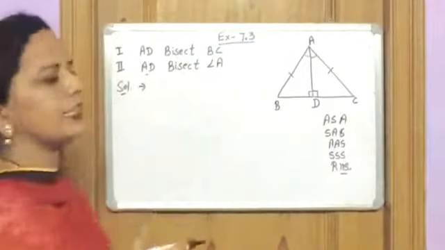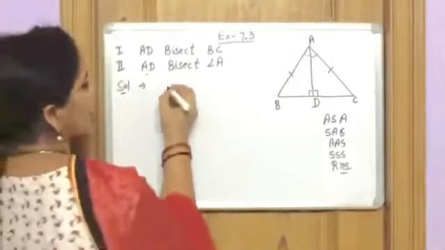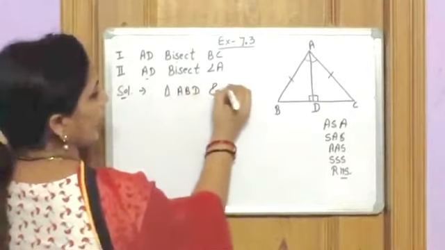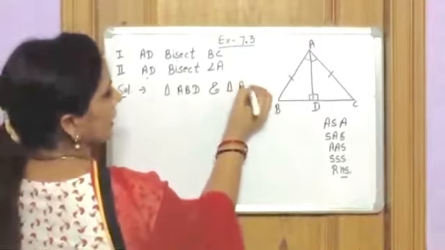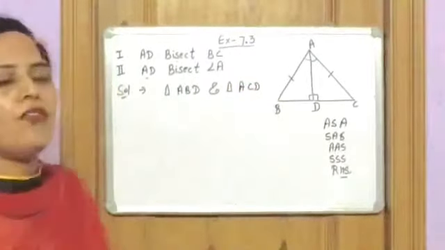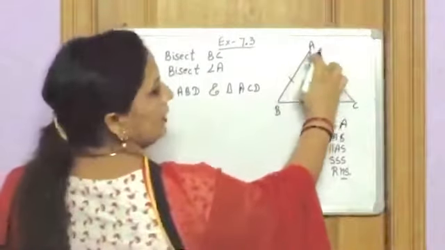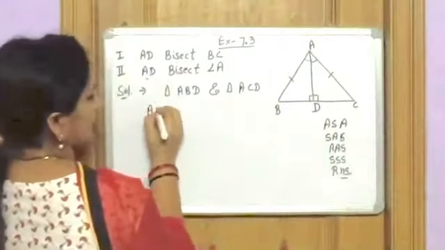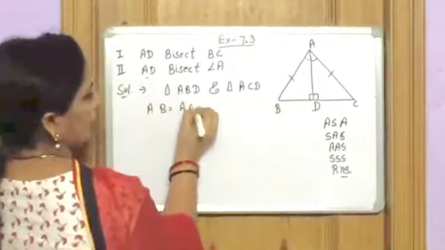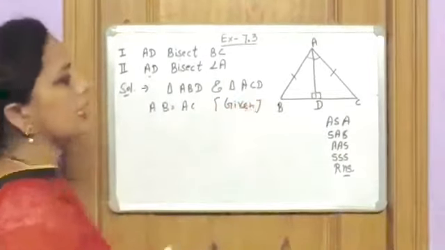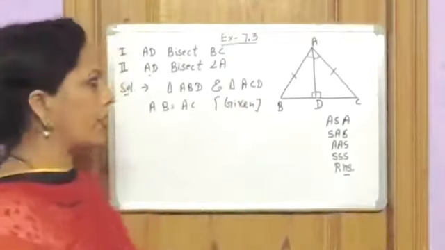First of all, write the name of the two triangles. First one is ABD and second one is ACD. Now find out three terms which are equal. AB is equal to AC, because this is given in the question, because ABC is an isosceles triangle.